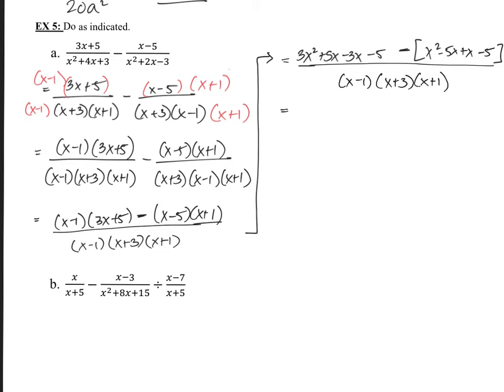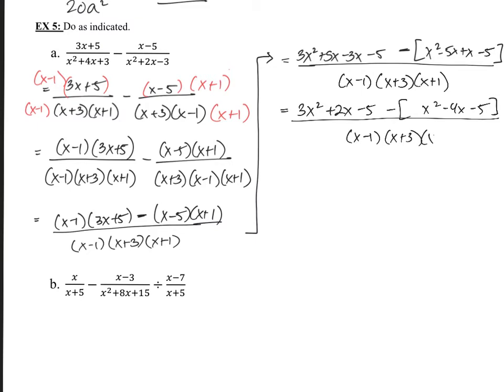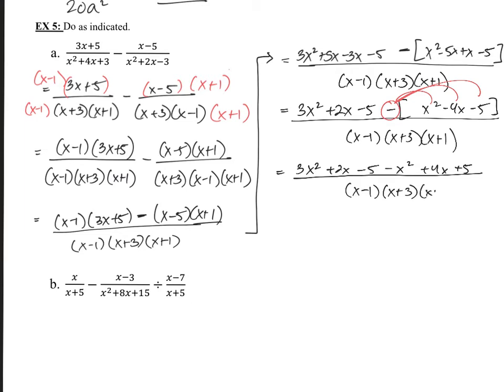Alright, so let's simplify this. We can combine those two like terms. And then we can combine the like terms inside the brackets. So we get x squared minus 4x minus 5. Alright, we're getting pretty close. Now let's go ahead and distribute that negative to all of the terms. Minus x squared plus 4x plus 5, divided by x minus 1, x plus 3, x plus 1.